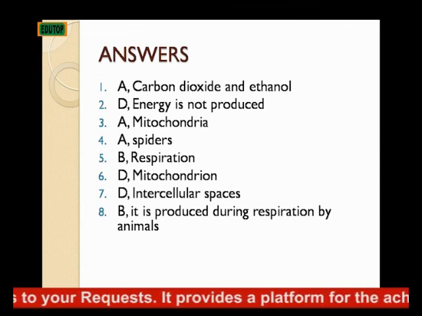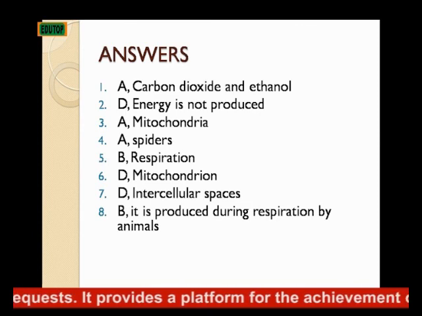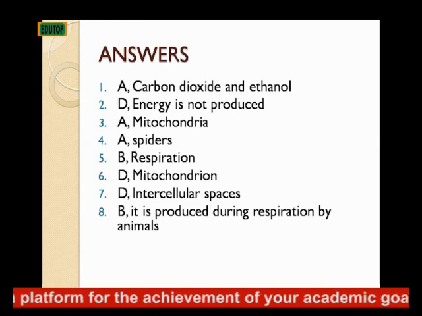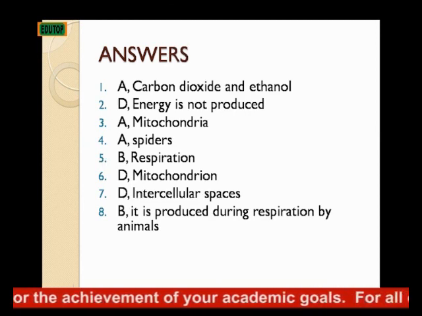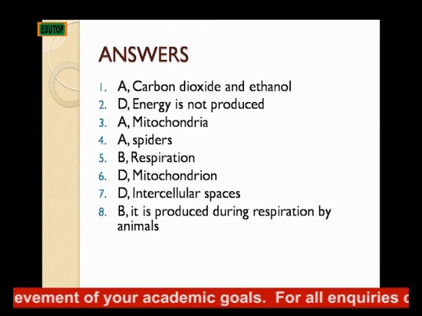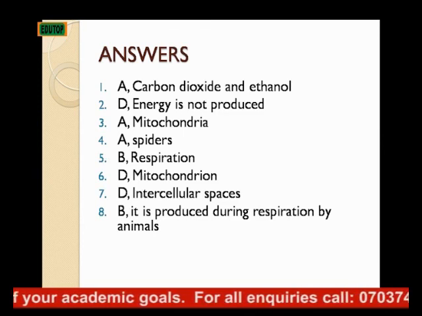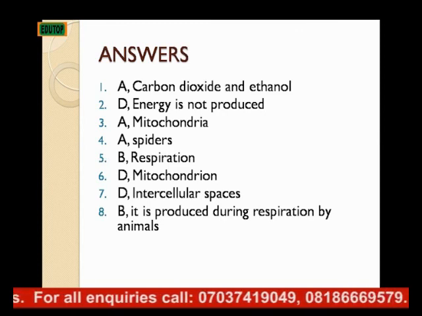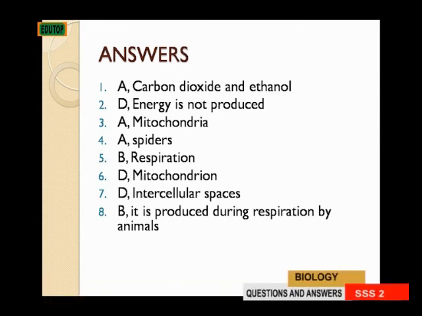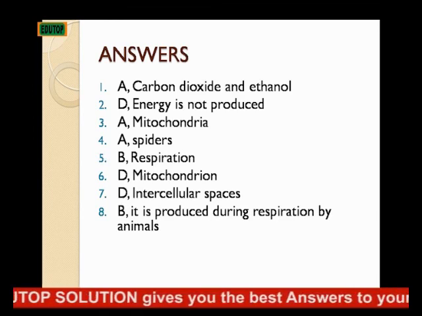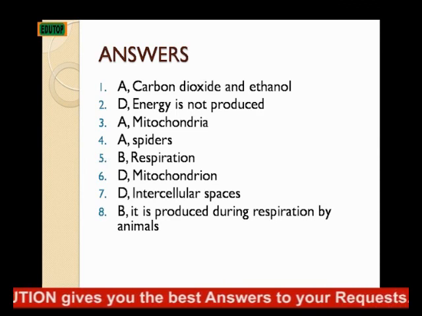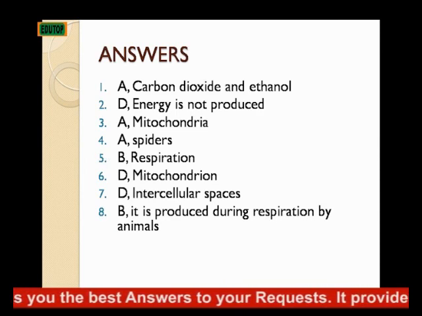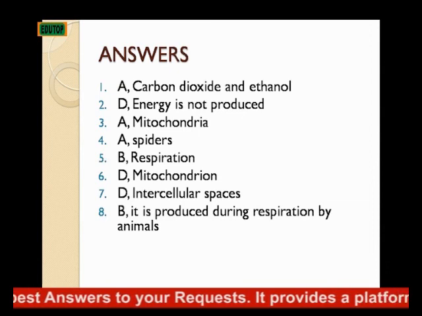Then number 3, the answer is A, mitochondria. Mitochondria is the site where the oxidative part of respiration takes place. That is, the oxygen process, the aerobic process of respiration takes place in the mitochondria. Then number 4, the answer is also A, which is spider. The lung books are used in respiration in spiders. Number 5, the gill rakers of fishes take part in respiration. B is the answer, respiration.